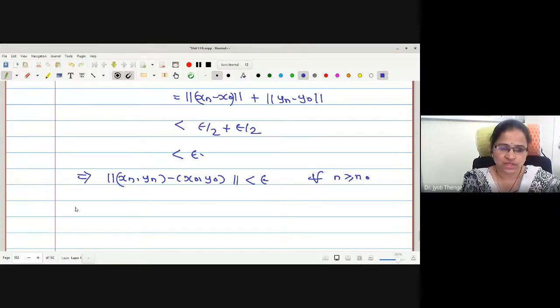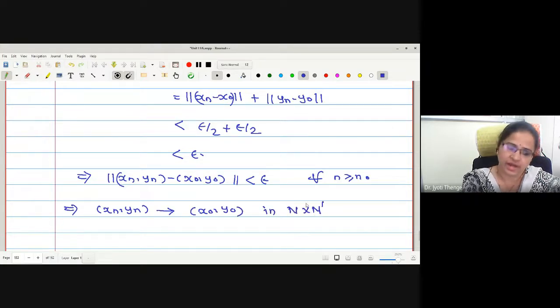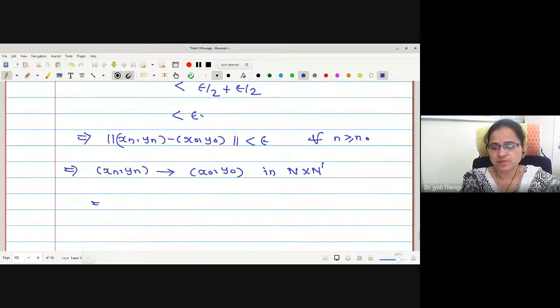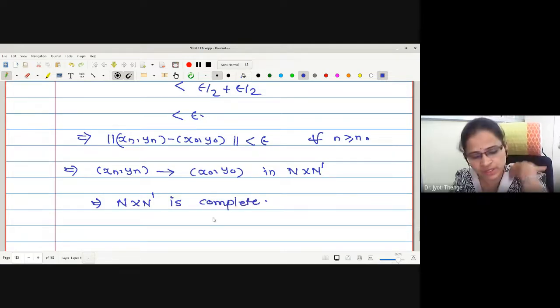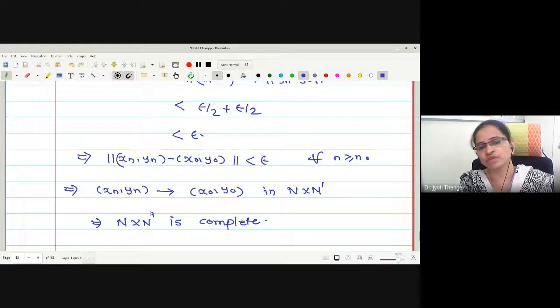Okay. Therefore, this implies the sequence xn yn converges to x naught y naught in n cross n dash. Right? Therefore, may I say the space is complete? Now, what has one to do? One has to go for the reverse part.